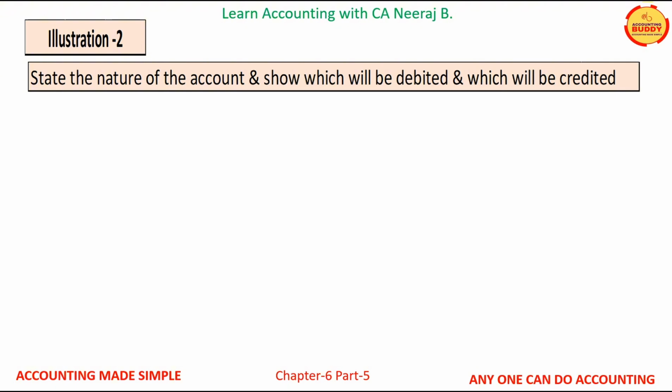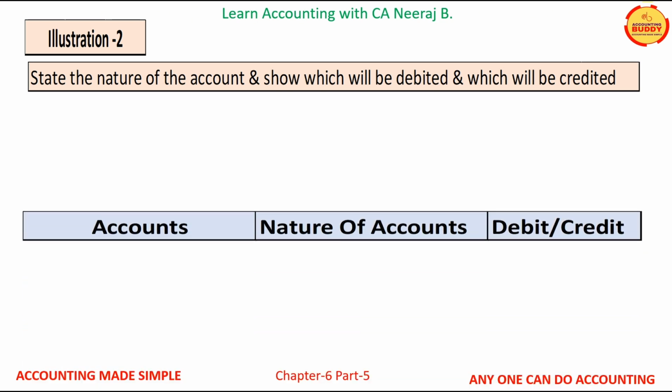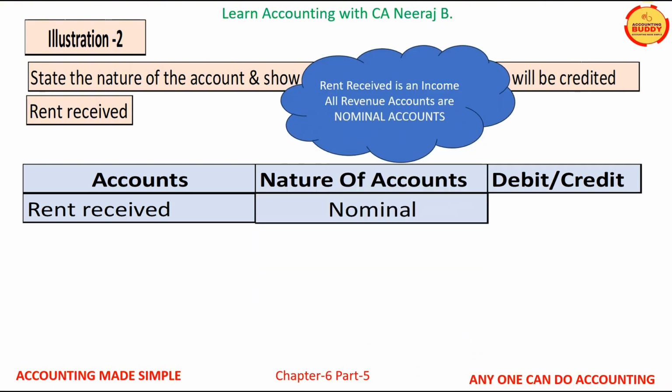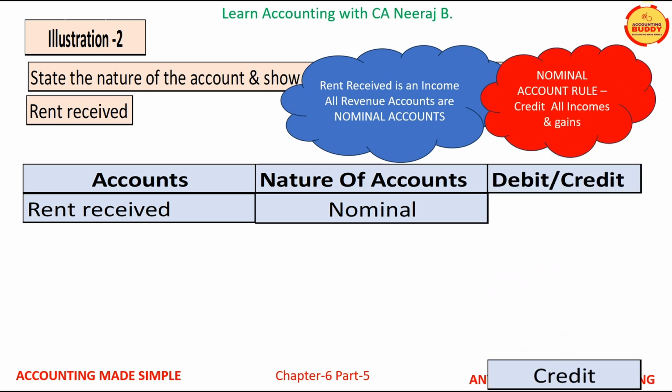Let us discuss another illustration. State the nature of the account and show which account will be debited and which account will be credited. Transaction number 1 is rent received. Since rent received is an income, it is a nominal account. And as per nominal account rule, all incomes are credited.